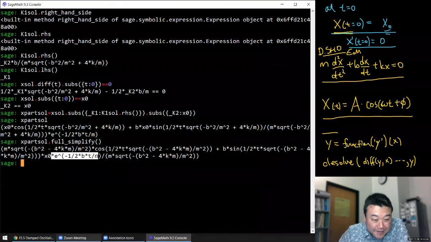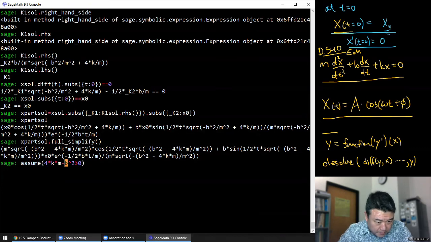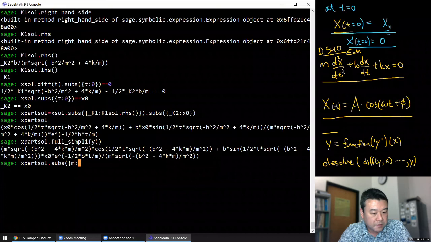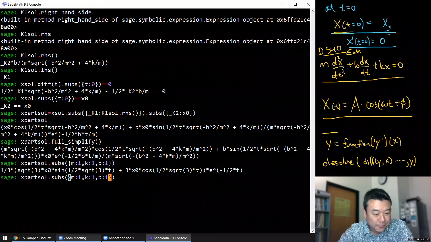It has all the parts. It's got an exponential, so I have some faith that it'll work out. To make this more human readable, let me plug in some numbers. What we did assume is that this is positive. So I think if I put in K and B all equal to value 1, this assumption will hold. So I'll say X part sol, I'm going to substitute in all these parameters. M is equal to 1, K is equal to 1, B is equal to 1. Let's see, what other parameters do we have left? We have X naught. Let's say X naught is also equal to 1.